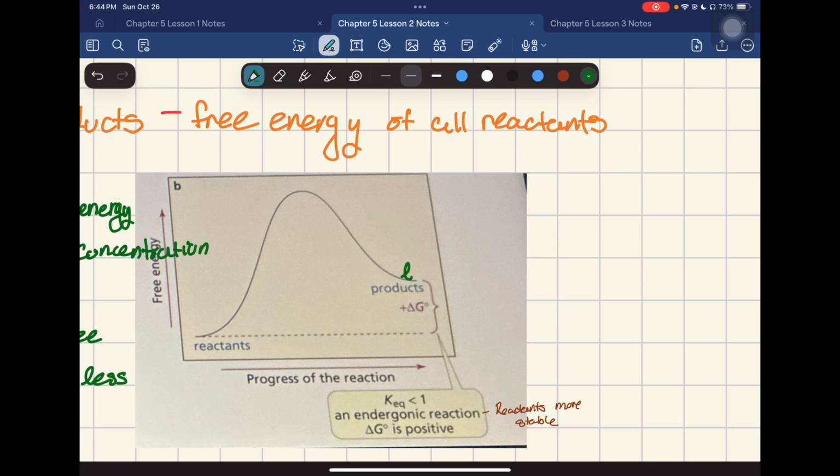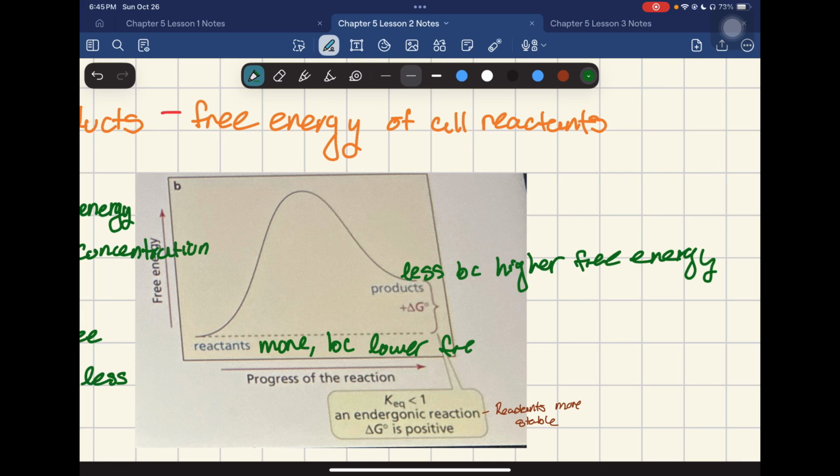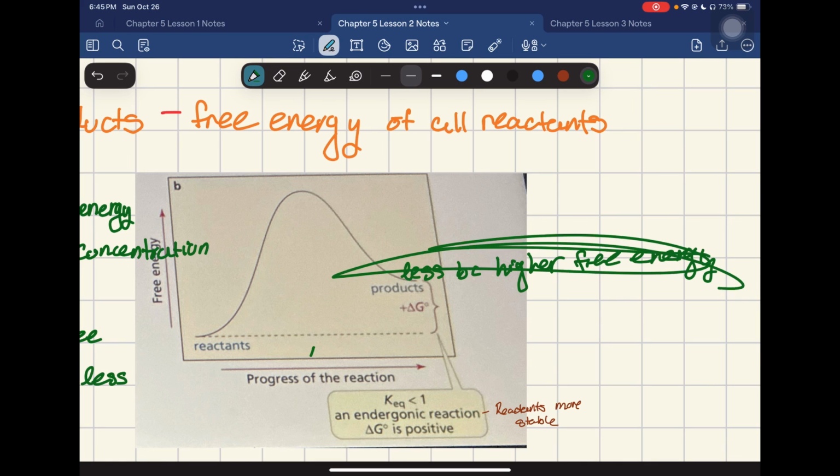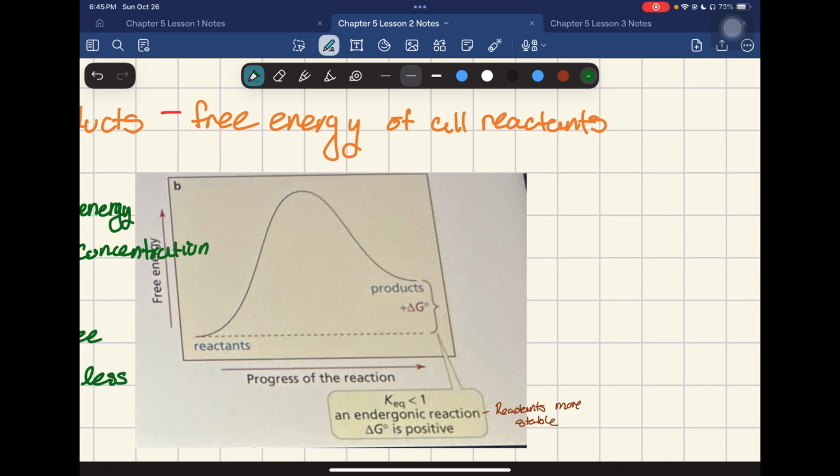Products are less because higher free energy. And then reactants are more because lower free energy. And then again, it's going to be positive delta G. Okay, that looks kind of ugly. It's going to be positive delta G because we just calculate that normally.